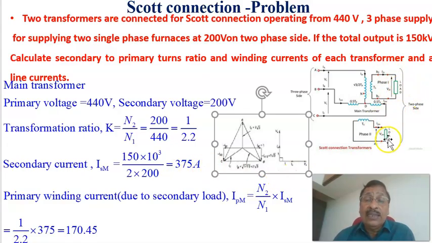This is the current through the secondary of the main transformer, and for the primary winding current, a voltage will be induced that drives a current through the main primary. That current can be calculated by multiplying by N2 by N1, already calculated as 1 by 2.2, into 375. So 170.45 amperes is the current through this main winding because of this load current.